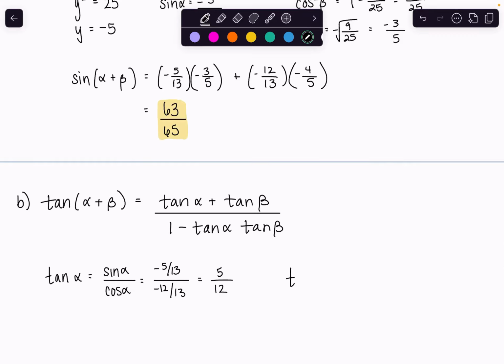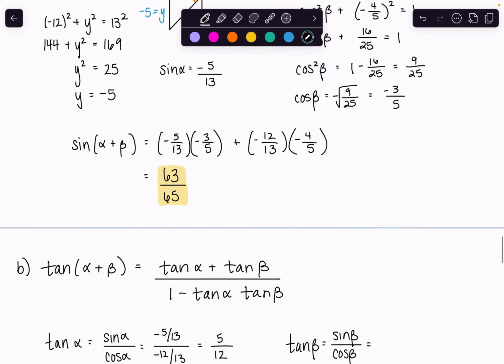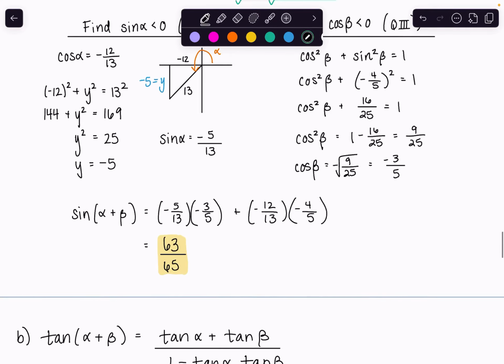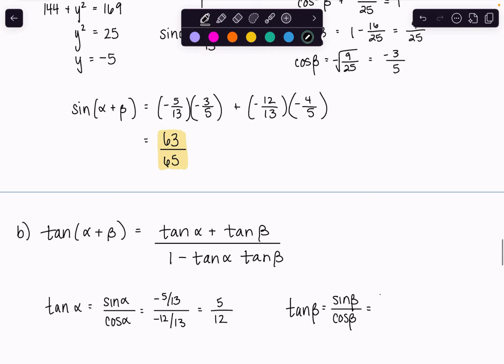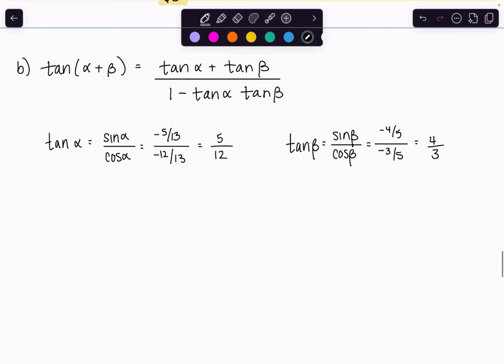Then tangent of beta is same thing. This is now sine of beta over cosine of beta. So going back up, sine of beta is negative 4 over 5. Cosine of beta is negative 3 over 5. The minus cancels each other out, and you end up with 4/3 because the 5's cancel. And those are the two things I needed.